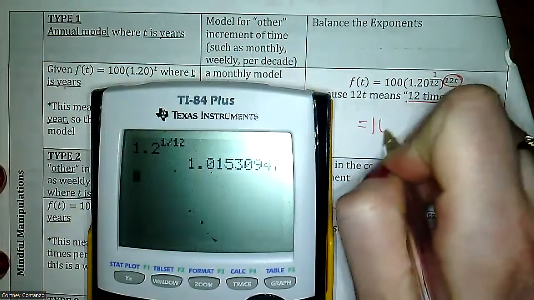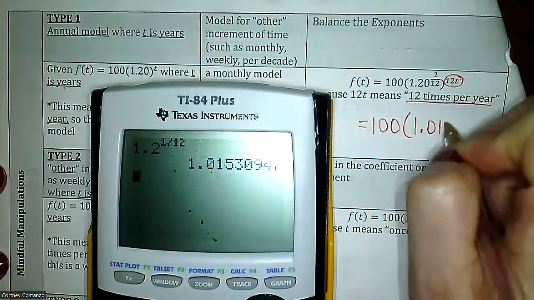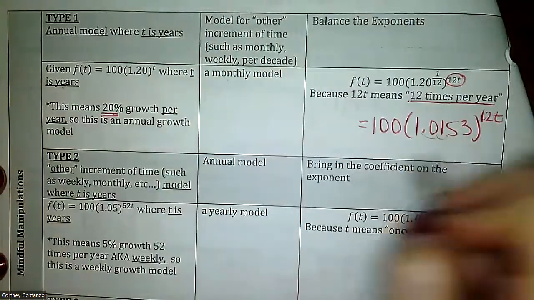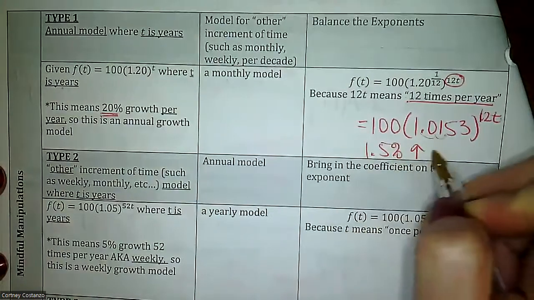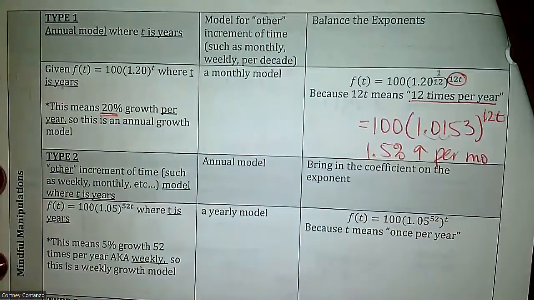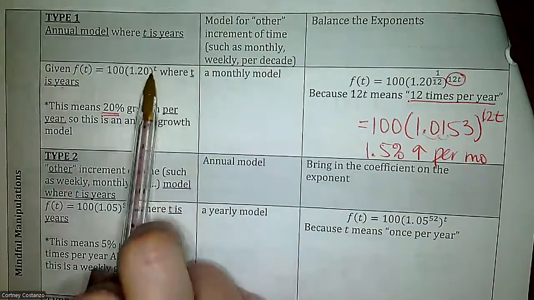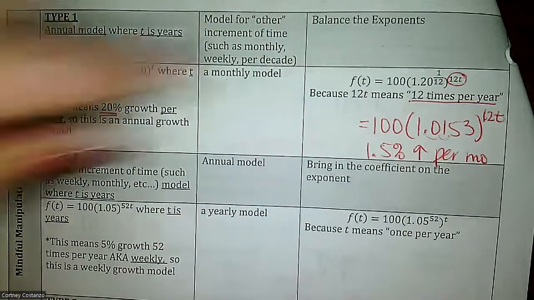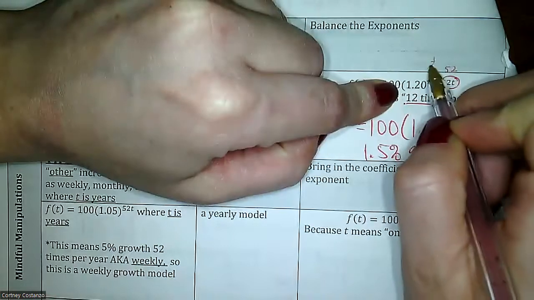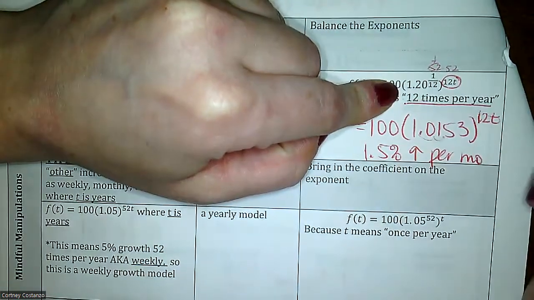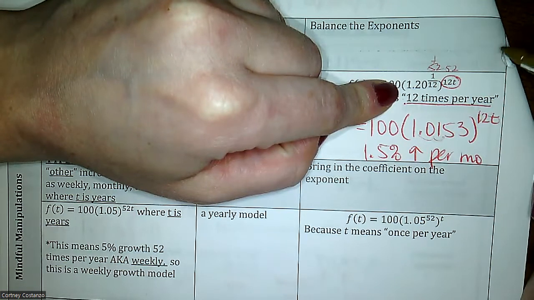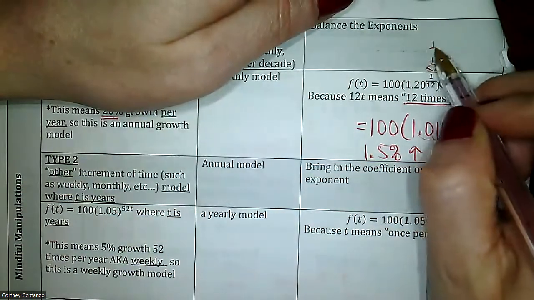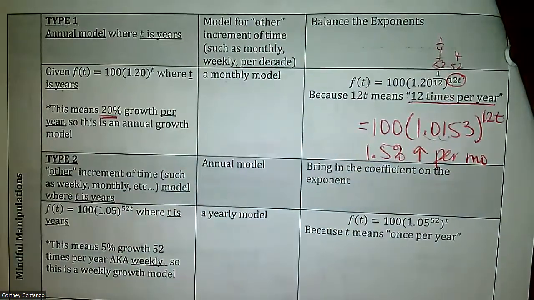And that should hopefully convert to a monthly rate. So that would be about 1.5% growth per month. So that's the kind that I consider like balancing if you go from a yearly to a different model. If this was like weekly, it would be 52 out here and 1/52 in here. Quarterly, 4 and 1/4. That's how you would balance it.